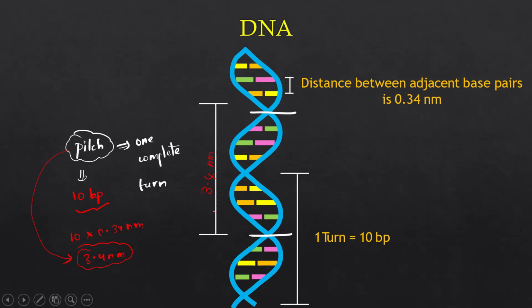Understood? So just remember, pitch, you can say one complete turn, or one complete helix turn, and it contains a total of 10 base pairs. So for 10 base pairs, the distance is 10 into 0.34 nanometers, that is 3.4 nanometers. Clear?